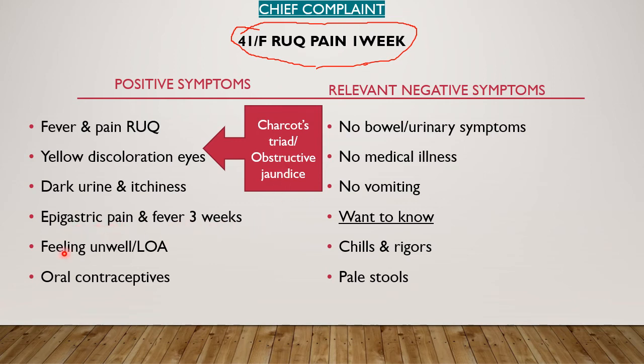Besides that, she has not been feeling well for the last 3 weeks with loss of appetite and epigastric pain, and also she has been on oral contraceptives. The relevant negatives are no bowel or urinary symptoms, no medical illness and no vomiting. And we want to know whether the fever is associated with chills or rigors.